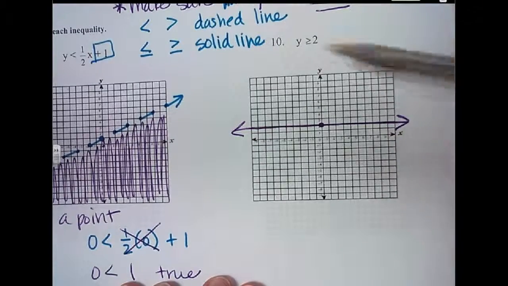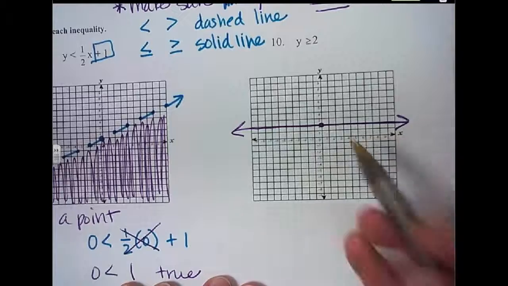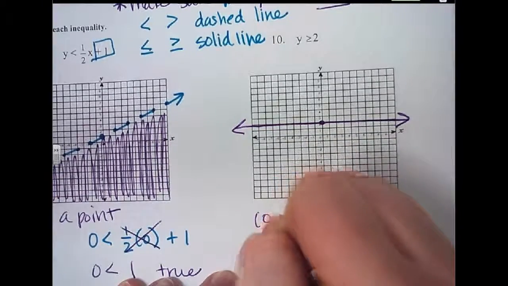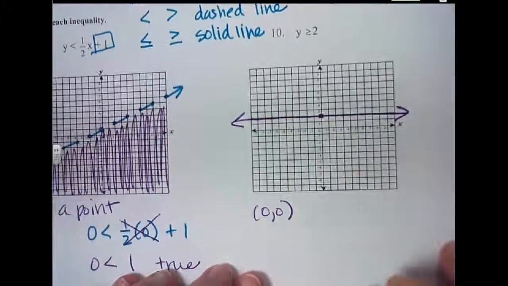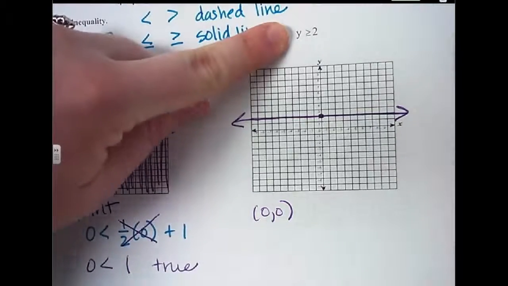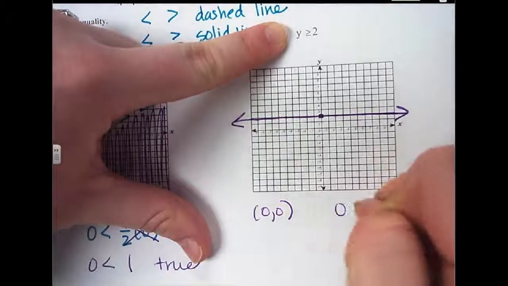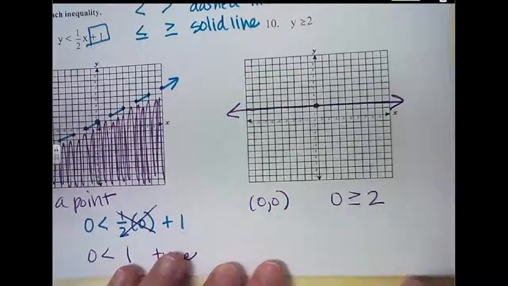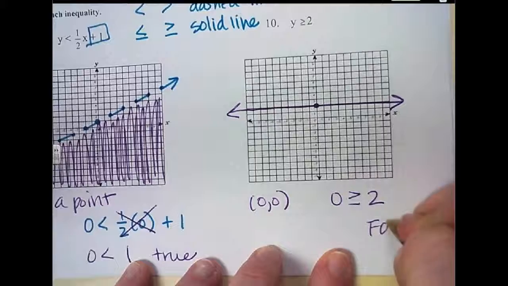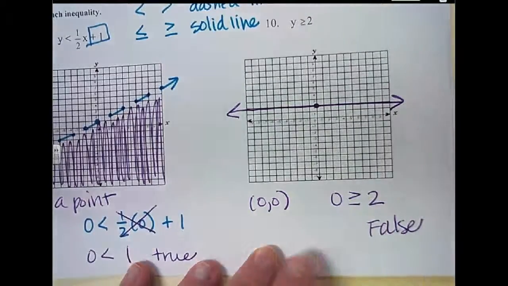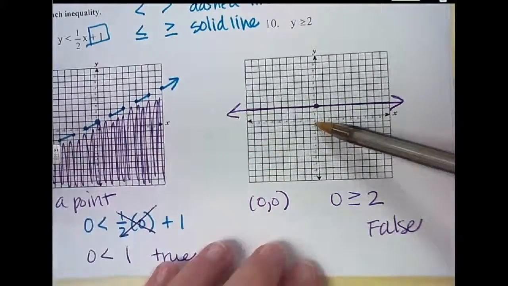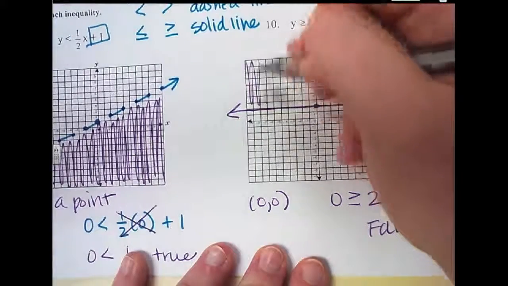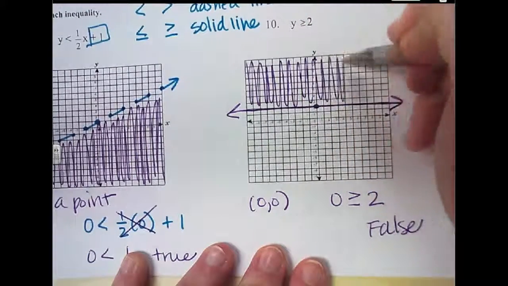So I need to figure out, do I shade above or do I shade below? I'm going to pick 0, 0 again. There's no x to plug in, so I just plug in the y. 0 greater than or equal to 2. Is that true or false? False. So here's 0, 0. Since it's false, I don't shade where 0, 0 is. I shade the other side.